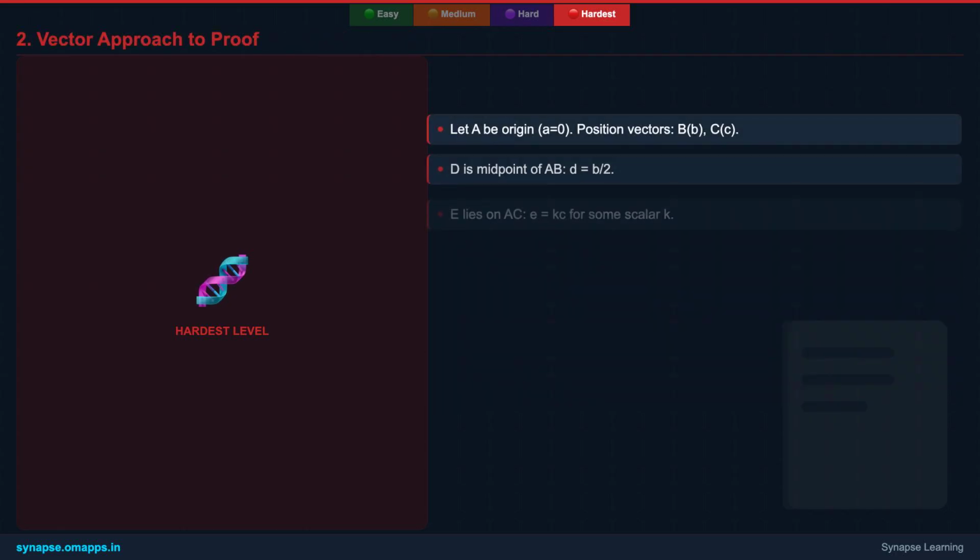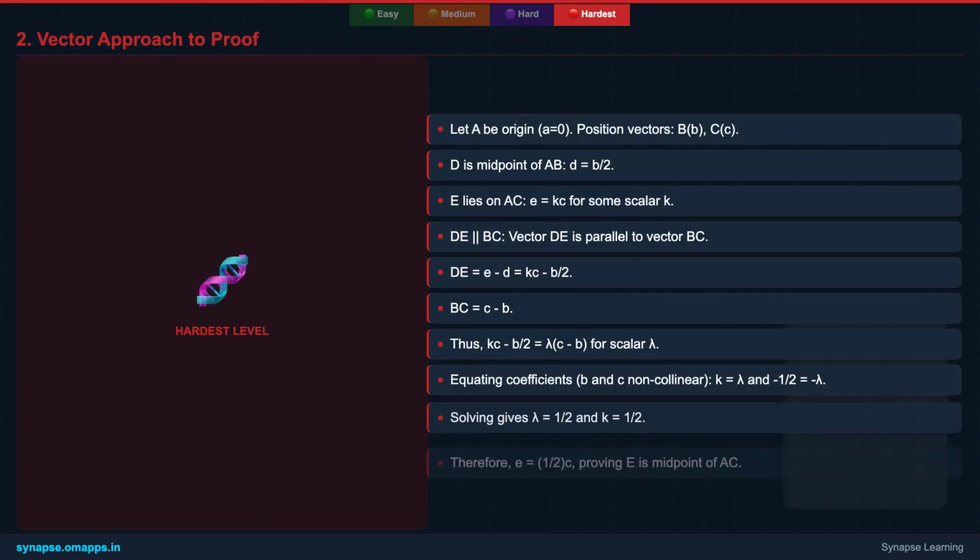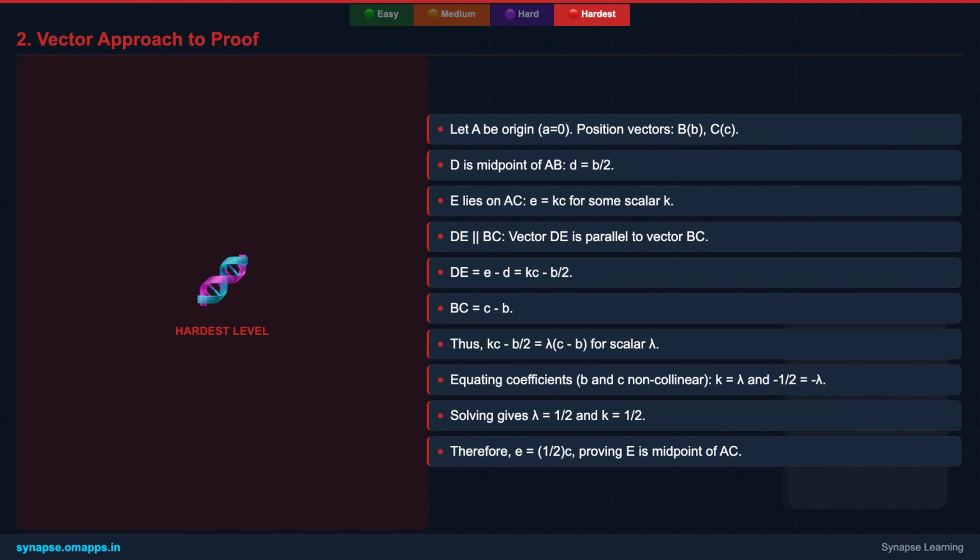Another elegant way to prove this theorem is through vector algebra. By setting A as the origin, we represent points B, C, D, and E using position vectors. The condition that DE is parallel to BC translates into vector DE being a scalar multiple of vector BC. By equating the coefficients of the basis vectors, we can solve for the scalar that defines E's position on AC, unequivocally showing that E is indeed the midpoint, thus offering a concise and powerful proof.